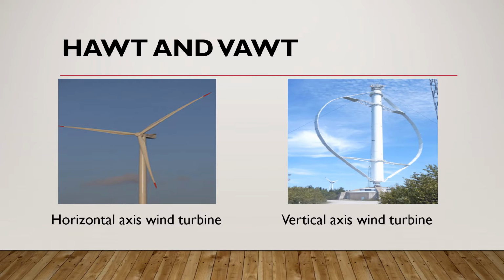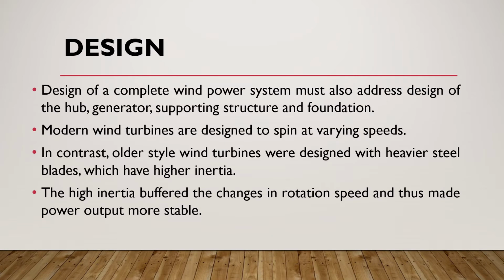So here are pictures of the horizontal axis wind turbine and the vertical axis wind turbine, but the most used one is the horizontal one because it's more efficient. Design of a complete wind power system must also address design of the hub, generator, supporting structure and foundation.